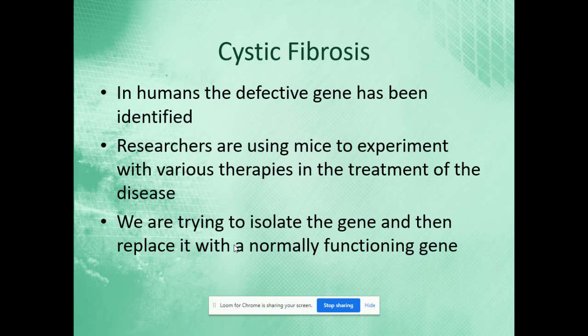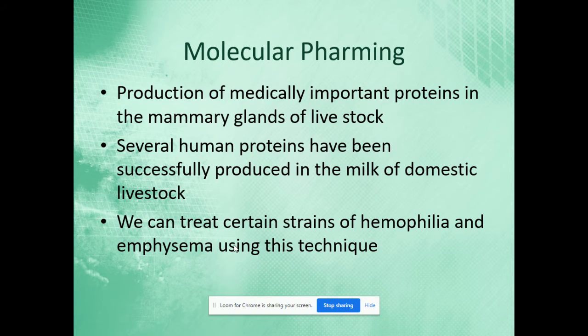Cystic fibrosis in humans is caused by a defective gene. It has been identified, and researchers are using mice to experiment with various therapies in the treatment of the disease. We are trying to isolate the gene and then replace it with a normally functioning gene.